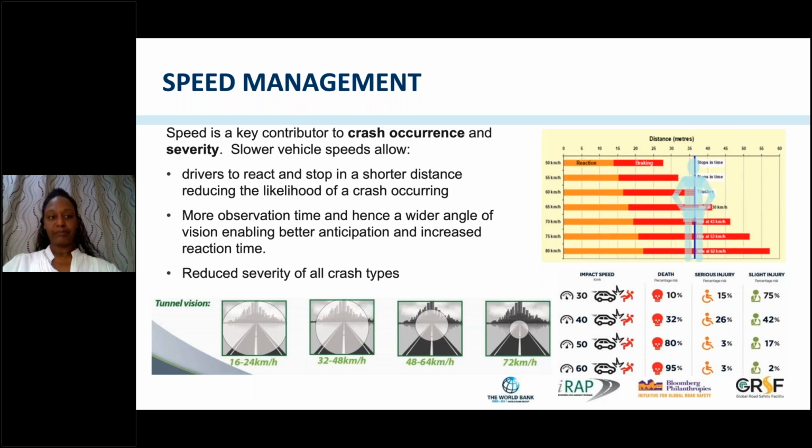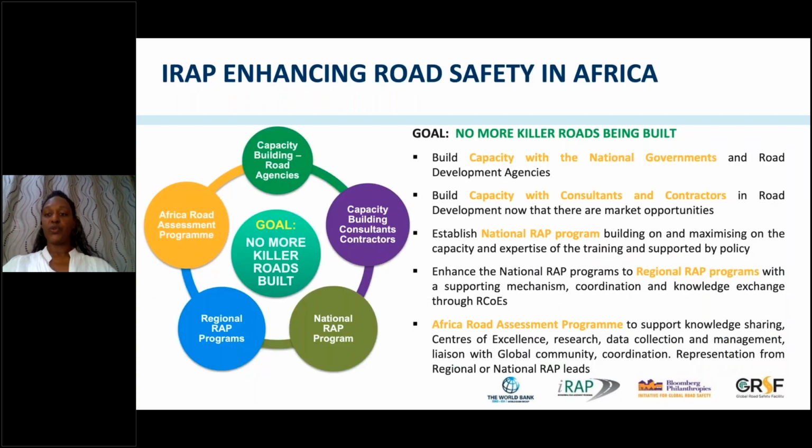And in conclusion, just in terms of iRAP enhancing road safety in Africa, this is the strategy that they're trying to work on. The first thing is, as we said before, we want to build capacity. iRAP is trying to build all the capacity to help governments be able to build safer roads, giving the right resources, the right information, the right countermeasure solutions to minimize risk on the roads that we are building as road development agencies.